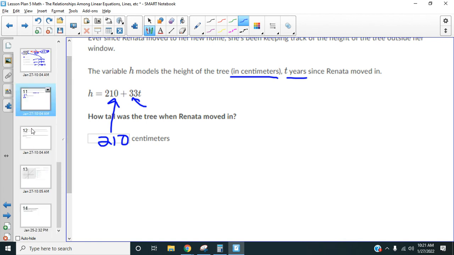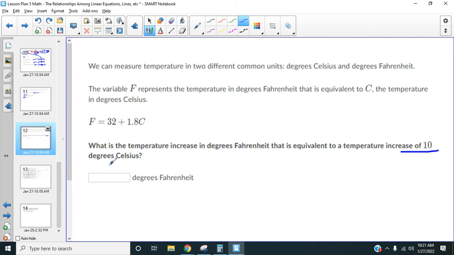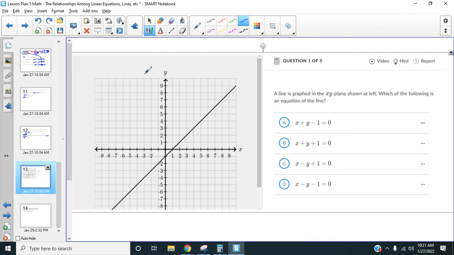And last one for today. I got two more. I lied. It says, what's the temperature increase that is equivalent to a temperature increase of 10 degrees Celsius? So in other words, you'd have to plug a 10 in there for Celsius, right? And if you did that, it would take that 32 and it'd be adding 18 instead of 1.8. So it'd be 18. Easy enough. Last one is an SAT form right here.